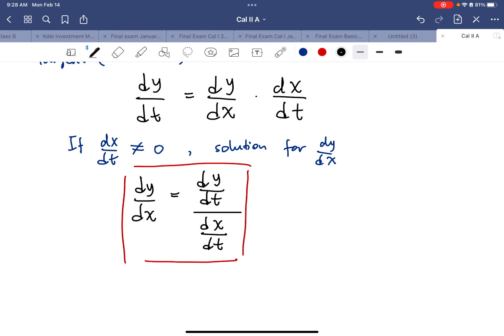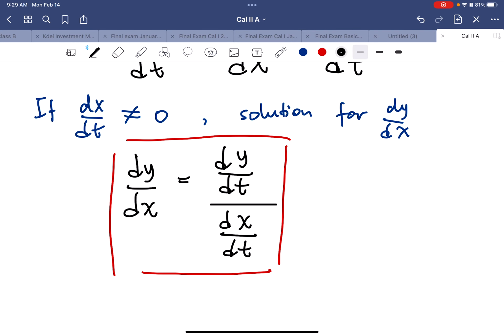Okay, that's the first equation. So the slope of the tangent will be this, dy over dx.